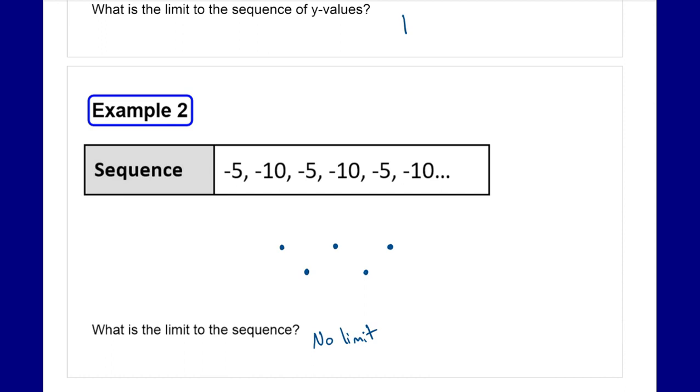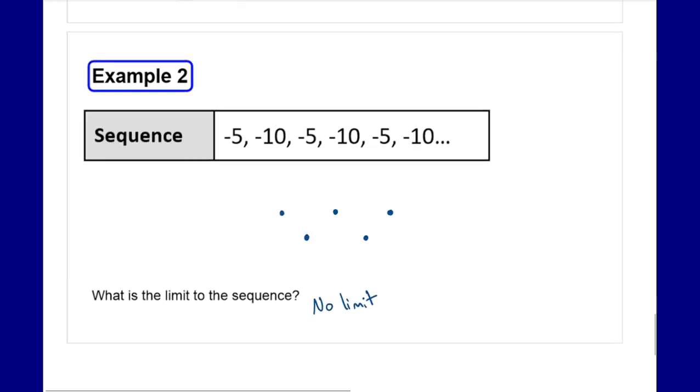Normally, in terms of graphs, there usually is a limit, whether it's infinity or a specific value. For sequences, it depends. We have to look at what the sequence is and see if there's a pattern where the numbers are headed. If there is no pattern, or it's a repeating pattern, then there's not a limit.